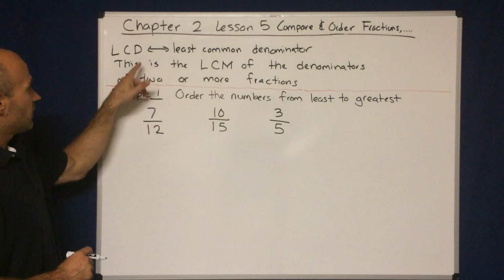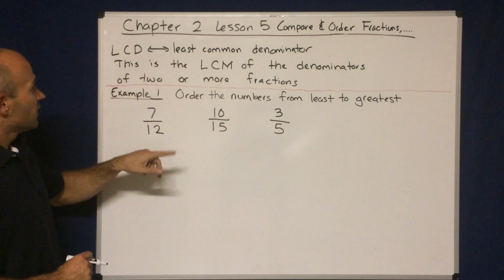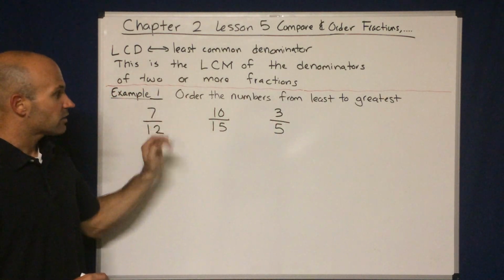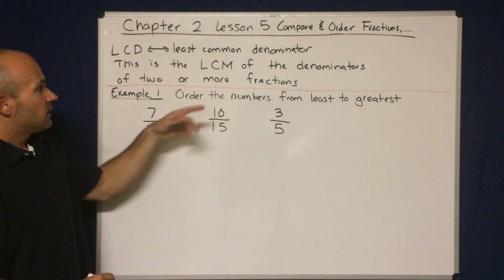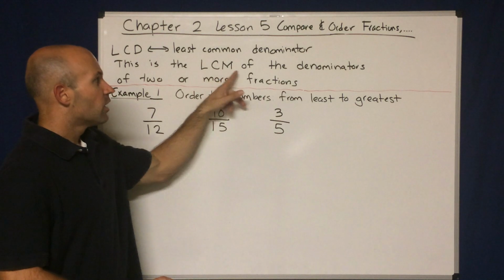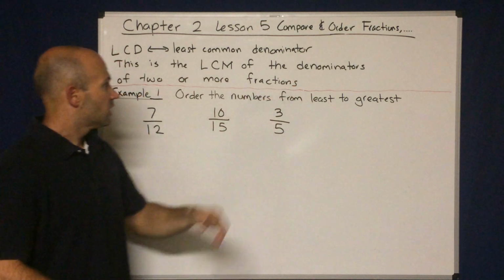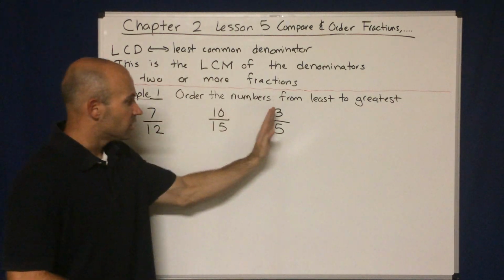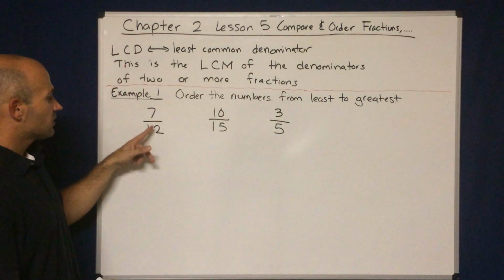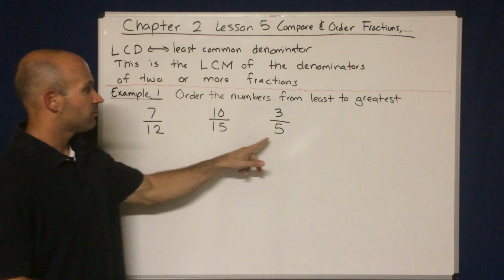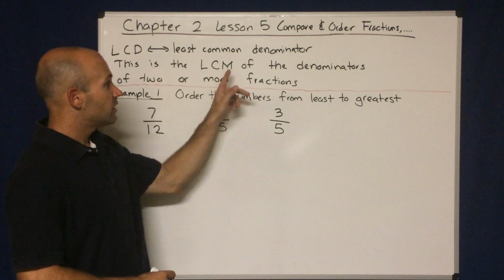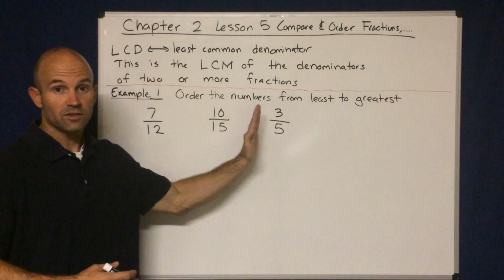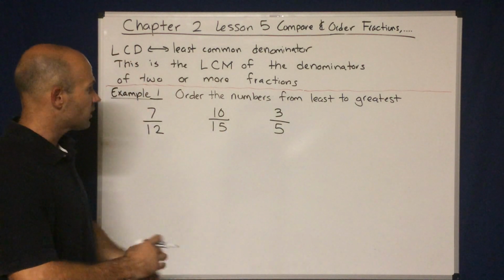One thing they introduce is the idea of a least common denominator. The least common denominator of some collection of fractions, so here I have 3 fractions, is the least common multiple of your denominators. So that least common denominator of these 3 fractions will be the least common multiple of 12, 15, and 5. And it turns out that this least common multiple of the denominators is important to find if you want to put fractions in order. So let's go ahead and start.